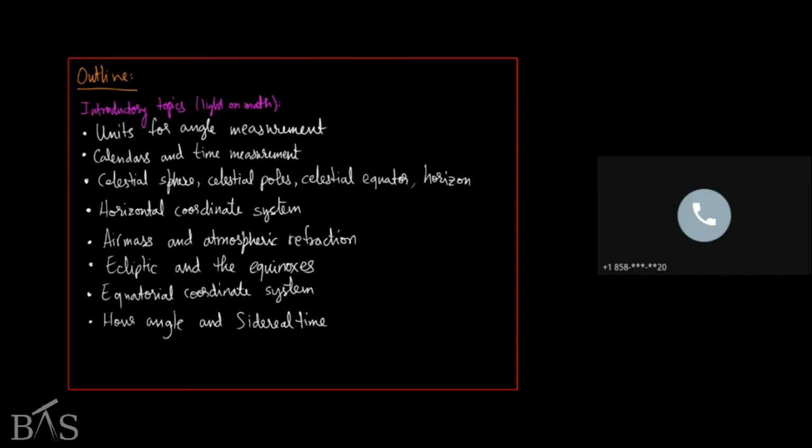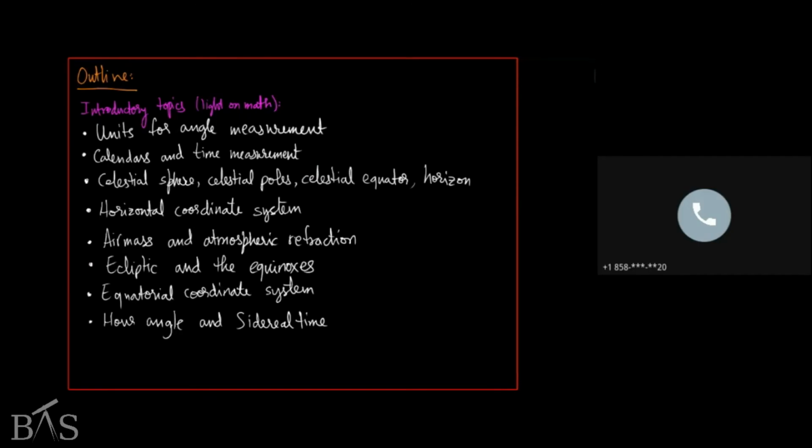Then we'll introduce this concept called air mass, and we'll talk about atmospheric refraction correction. And then there's going to be a topic on the ecliptic and the equinoxes, and also the solstices. The ecliptic is the plane of the solar system, and we'll see what it's like when projected.